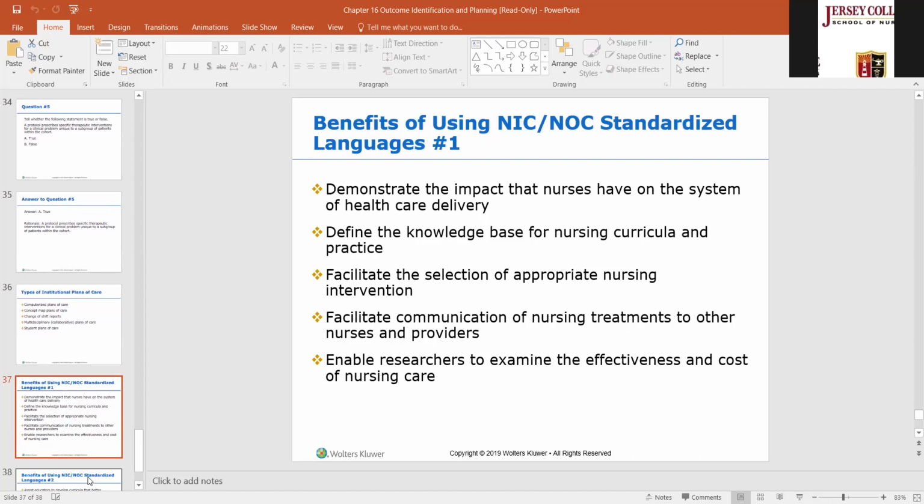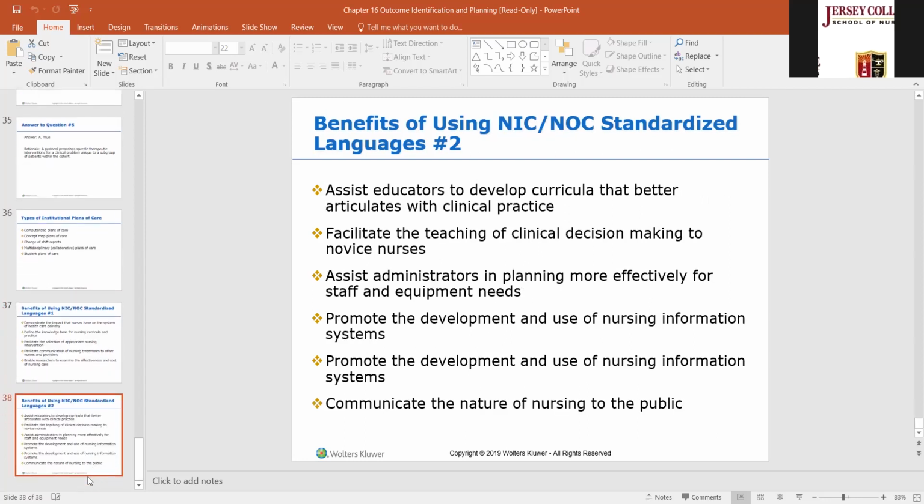We use the NIC or the NOC standardized language. This helps to demonstrate the impact that we as nurses have on the system. It defines the knowledge that we use in the nursing curriculum. It facilitates the appropriate nursing intervention. It helps promote communication of nursing treatments to other nurses and providers. And it allows researchers to examine the effectiveness and cost of nursing care.